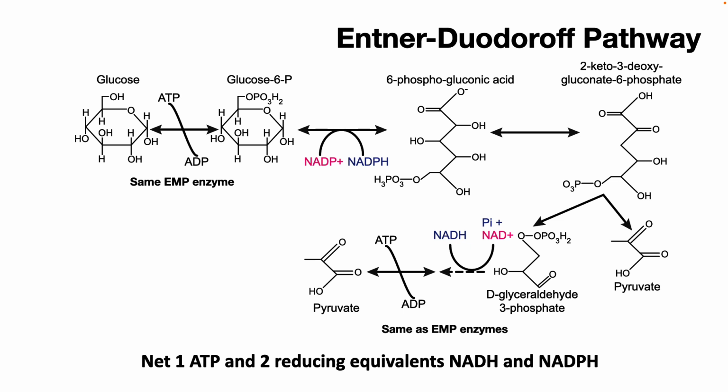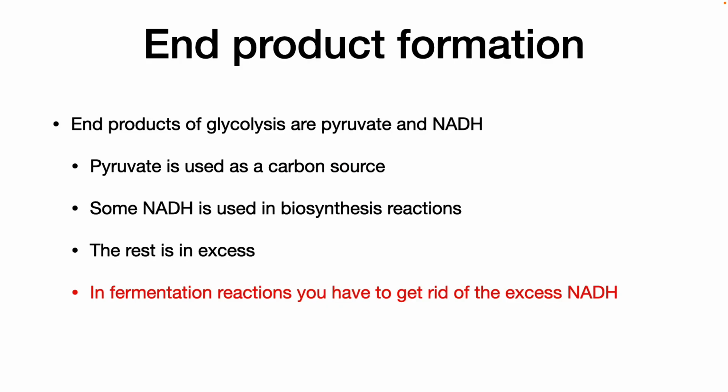The Entner-Doudoroff pathway begins in a similar manner to EMP, but it then diverges. After making glucose 6-phosphate, it oxidizes it to 6-phosphogluconic acid and then proceeds to those different steps. The end result is still the same, pyruvate and ATP, but the net is 1 ATP and 2 reducing equivalents of NADH. Aerobic respirers will use this pathway because they get an extra NADH, which they can use in their electron transport chain that we'll cover later.